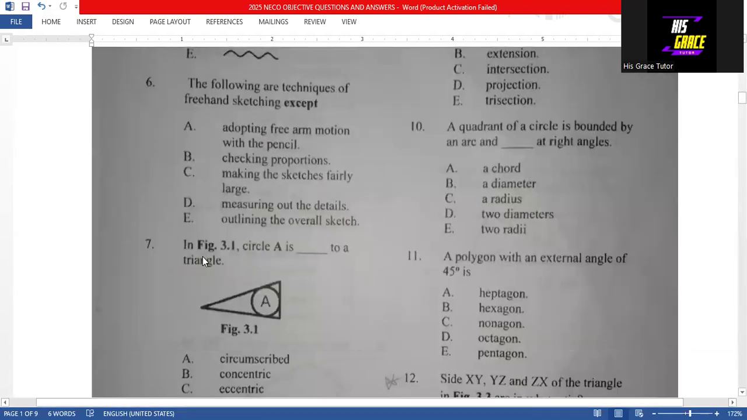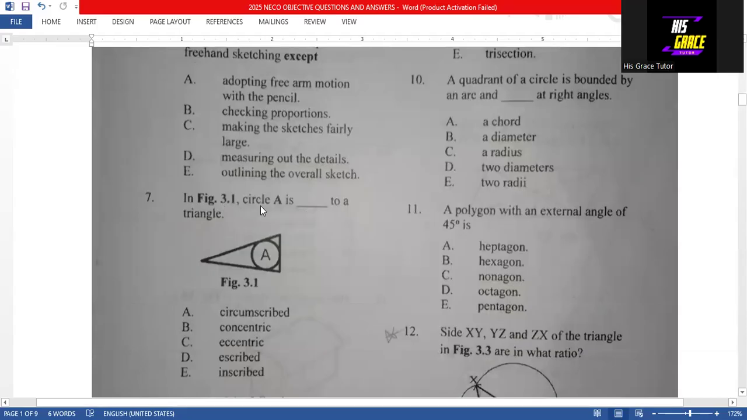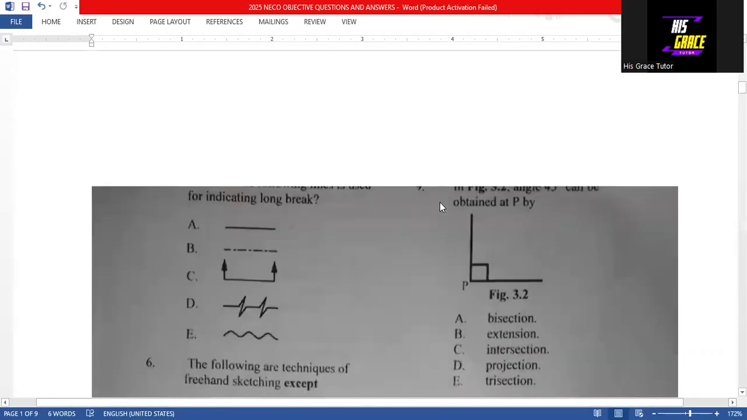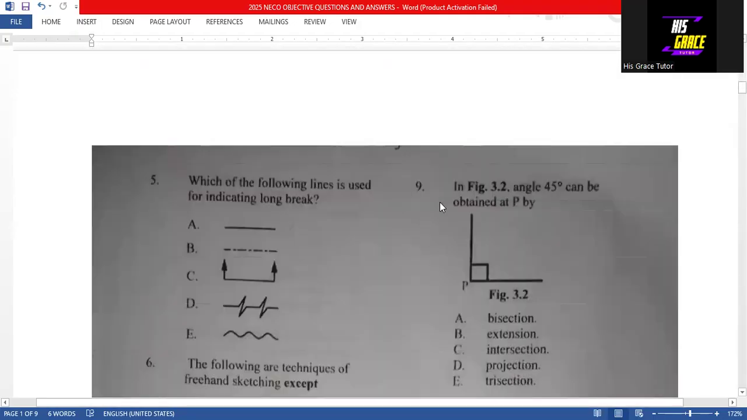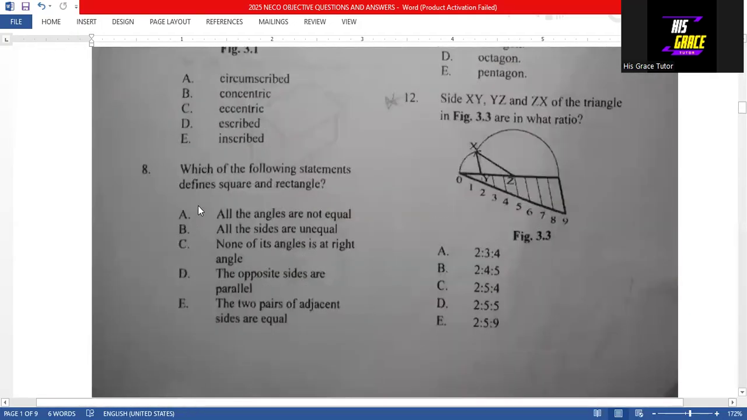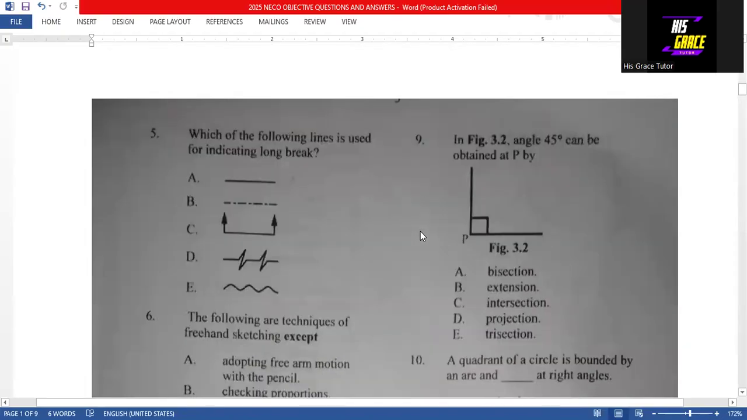Then question seven. In figure 3.1, circle A is an inscribed circle to the triangle. Then question eight, we have question eight here that says, which of the following statements distinguishes a square from a rectangle? So the answer is option D. The opposite sides are parallel. That is option D is the answer to question eight.